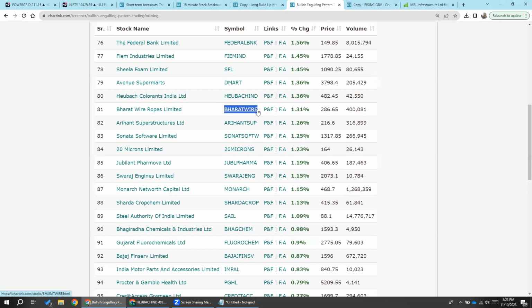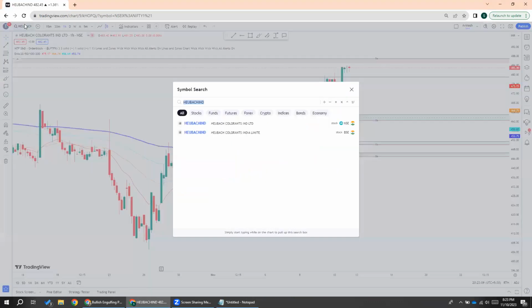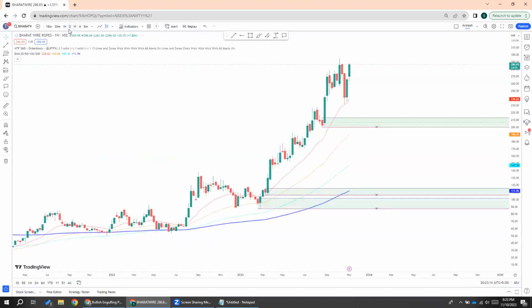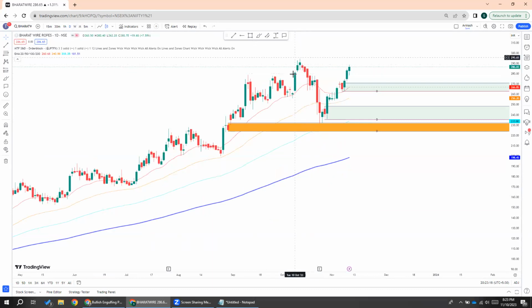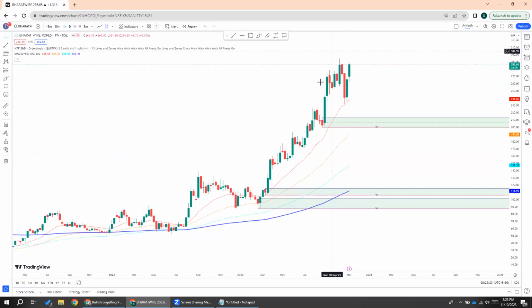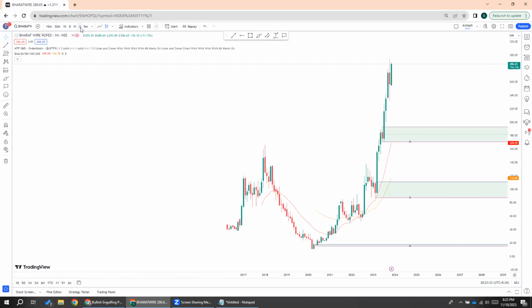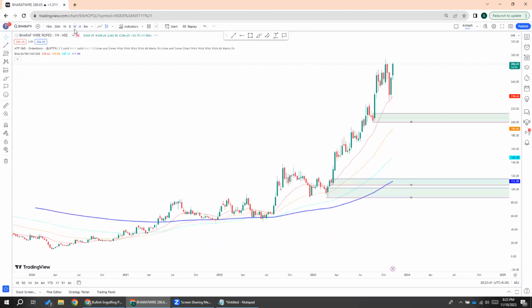Okay. Bharat Wire, let's see daily. Yeah, close to previous high. Good. Weekly, higher high catching up, higher high. Awesome. Bharat Wire we will have to check and then take a chance. Yeah, we'll wait for some time.